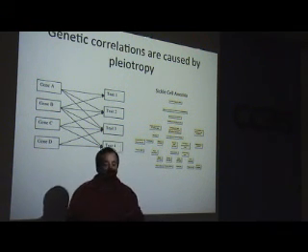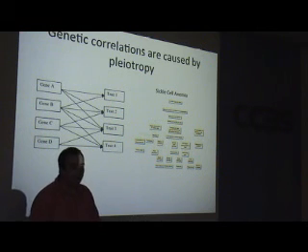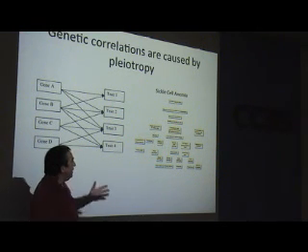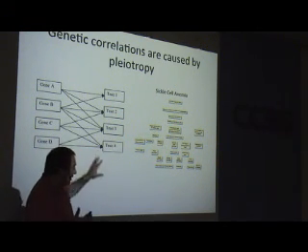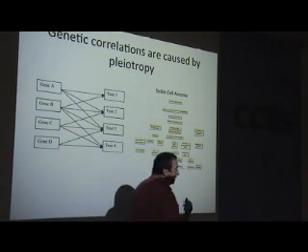There's another thing which can cause it, which is linkage disequilibrium. But that only becomes important in very special circumstances. The only one I can think of that's really common is in sexual selection, which we will not be talking about. But for the most part, what causes this is pleiotropy, one gene affecting multiple traits.